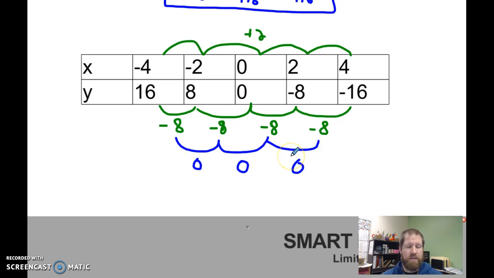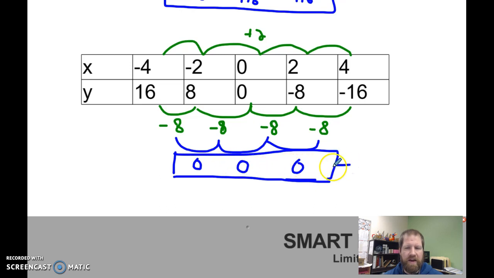Okay, and while this might seem like, oh well, zeros, they're all the same, this is what you're going to get in a linear equation. Okay, so if all of your values are 0, it is not quadratic. All right, this is going to be a linear equation.